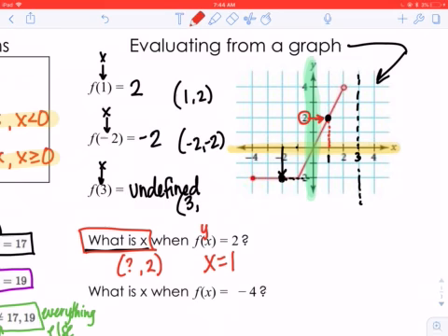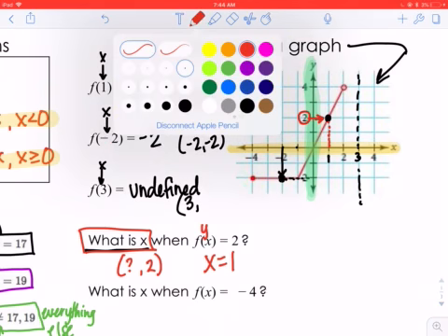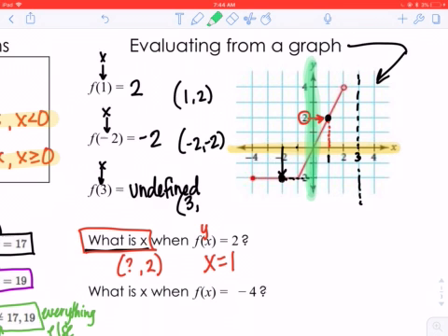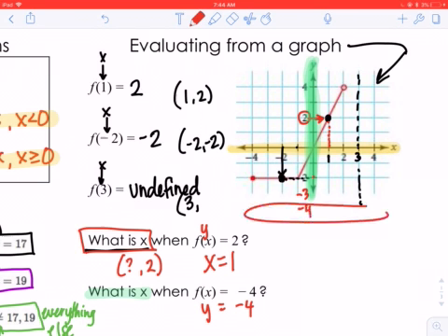I can do the same thing for my y value here. This says what is x when y equals -4. So I'm going on my y-axis, and I see -3, then -4. There's no graph down here, right? There's nothing there. And so again, I would say that this is undefined. So when I don't see a graph, I'm just going to write undefined.